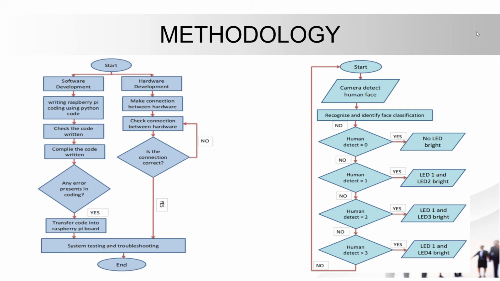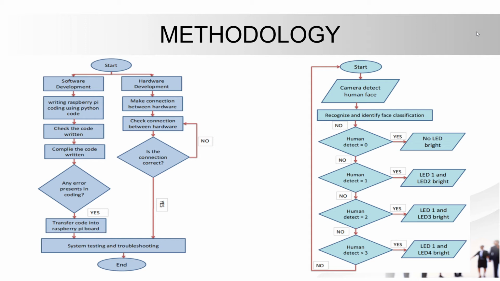Hardware development: make connections between the hardware and check the connections. If there is no problem, both of them will be transferred to system testing and troubleshooting. On the right side of the graph, it starts with the camera detecting a human face. After that, it recognizes and identifies the face classification.